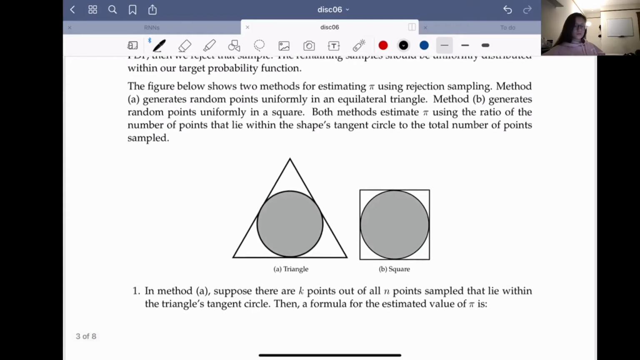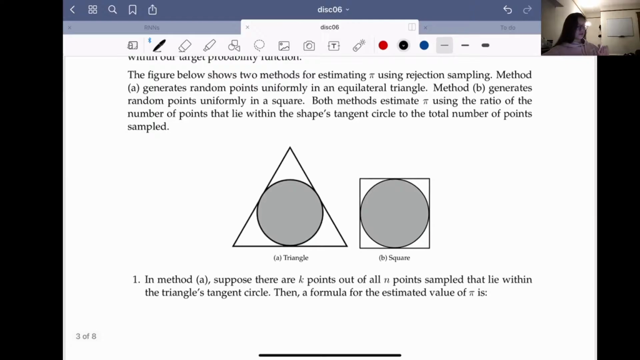Okay, so let me use this little diagram to better explain that. Say we have this equilateral triangle here, and we have some circle inscribed within it, and we're given some method to generate random points uniformly within this triangle. In rejection sampling, we sample uniformly within this triangle. If the sample does not lie within this circle, we reject it. And if it does lie within it, then we keep it.